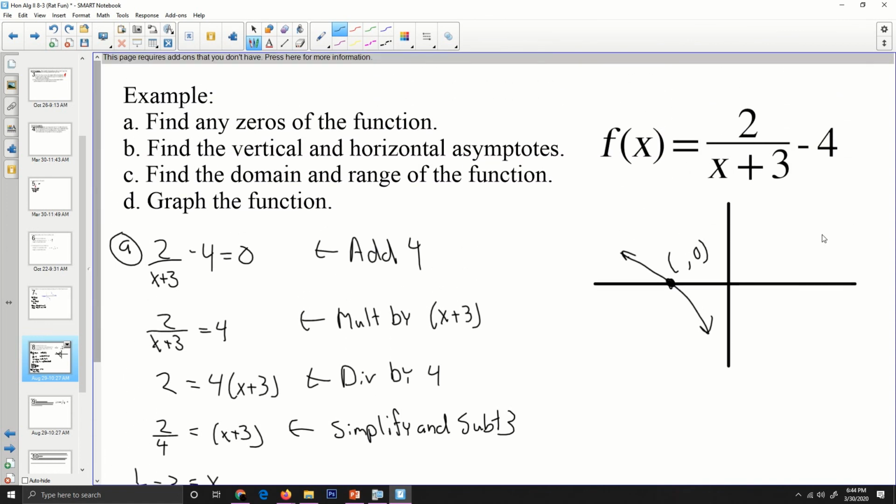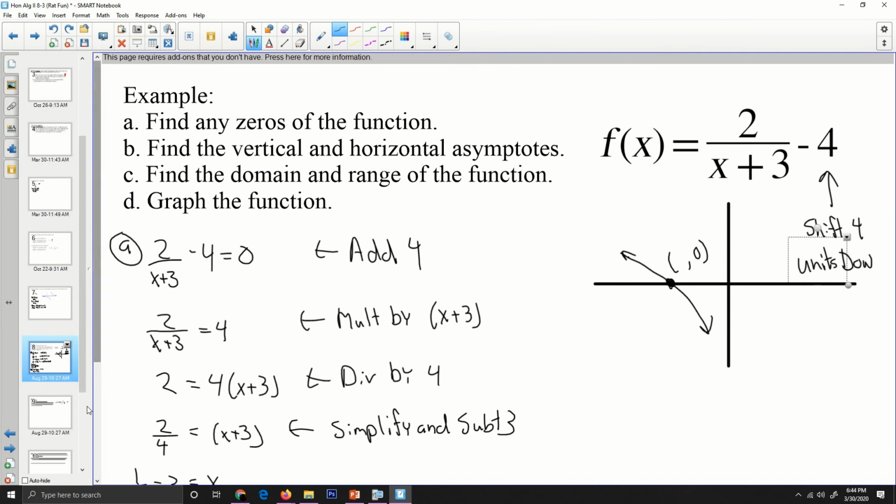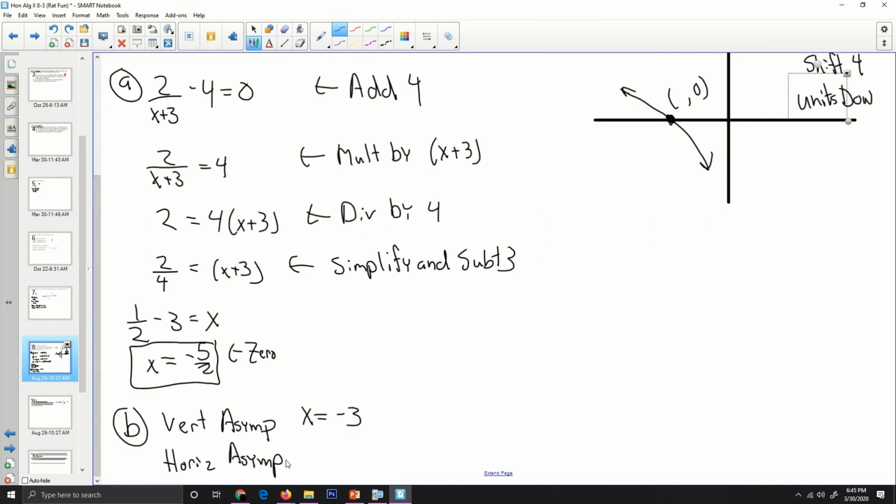All right. I have a shift. This shift here, 4 units down. So since that's a shift 4 units down, my horizontal asymptote, this y equals 0 on the parent function, is going to shift 4 units down. So instead of being at y equals 0, it's going to be at y equals negative 4. All right.